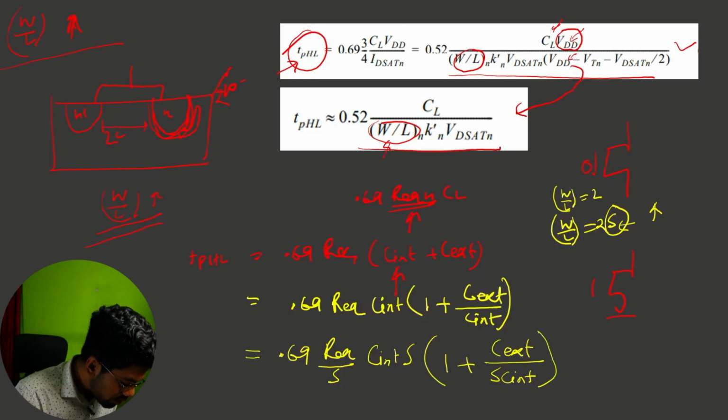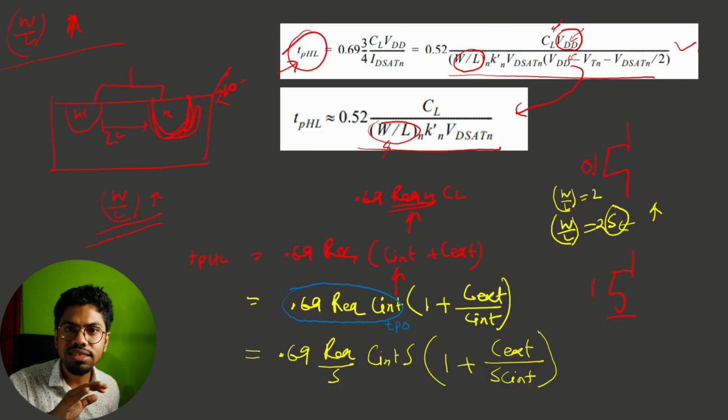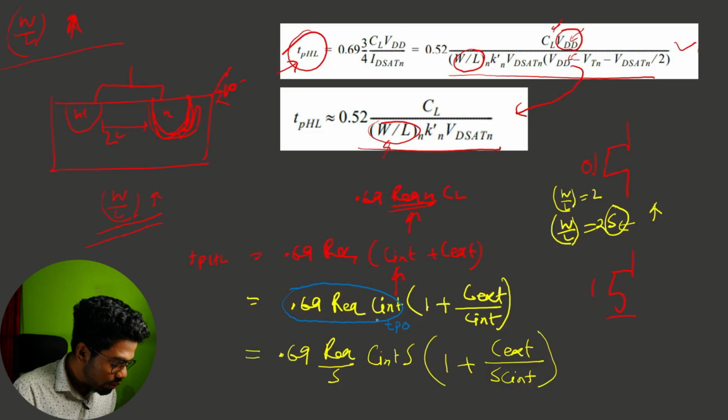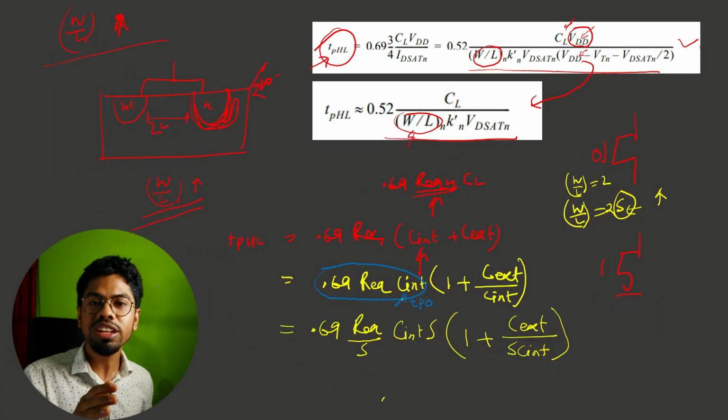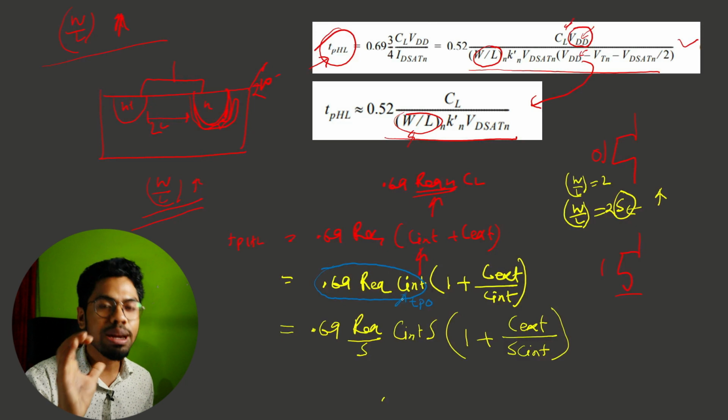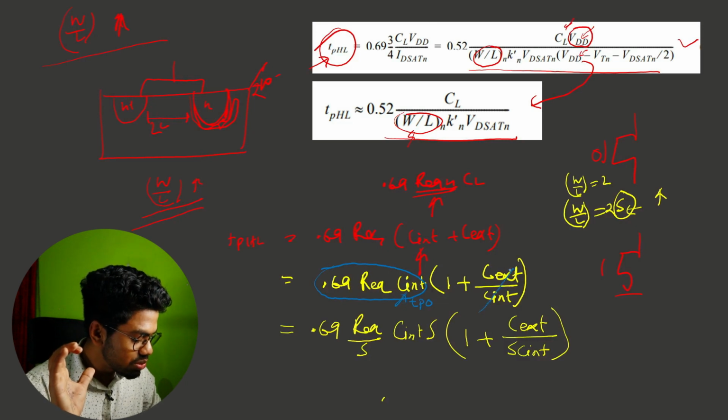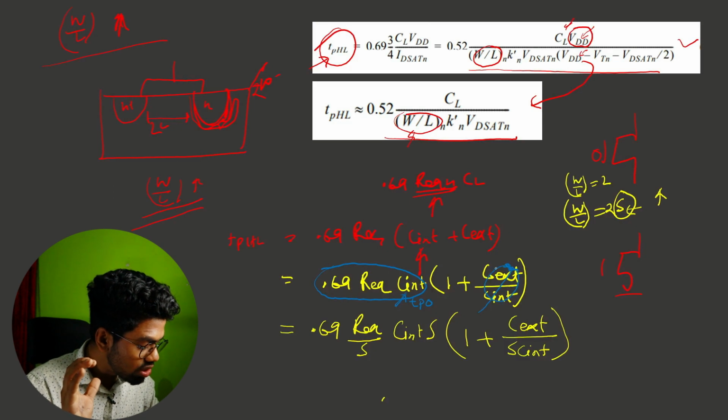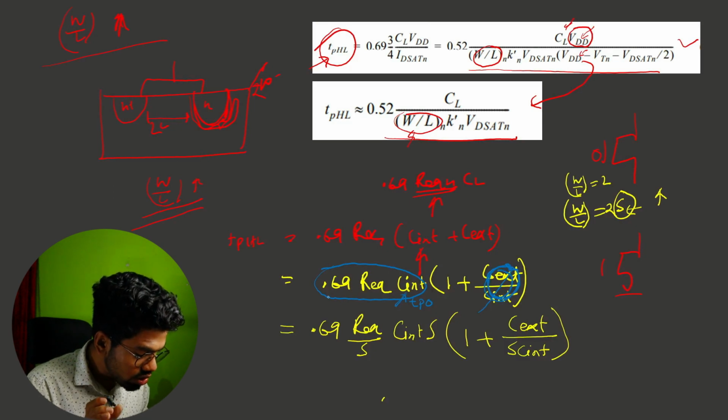And now if you call this TP0, the self-loading delay, because here we are getting the delay only due to our internal capacitance, not due to the external capacitance. If your external capacitance is 0 also here, then also you have this delay.